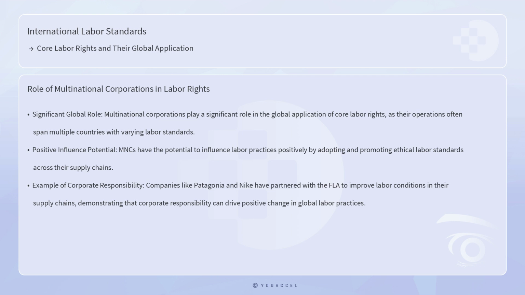For instance, the Fair Labor Association works with MNCs to ensure compliance with international labor standards, including the prohibition of forced labor, child labor, and discrimination. Companies like Patagonia and Nike have partnered with the FLA to improve labor conditions in their supply chains, demonstrating that corporate responsibility can drive positive change in global labor practices.